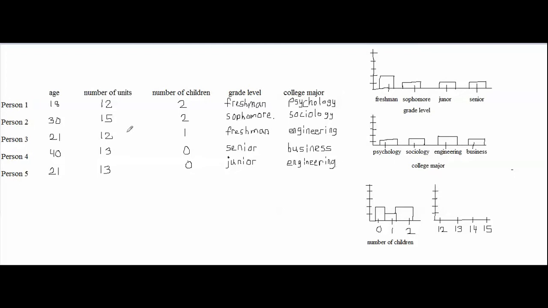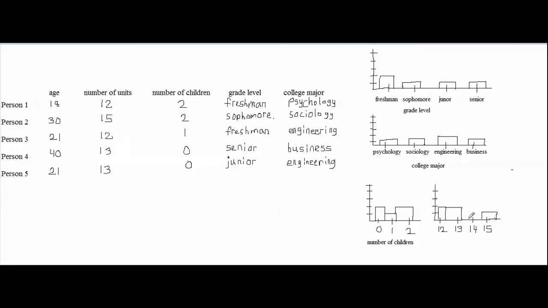What's the frequency of 12? 12 appears twice, so it has a frequency of 2. We'll go up to 2 right there. 13 shows up twice, so it has a frequency of 2. What about 14? 14 doesn't appear at all, so it has a frequency of 0, so we'll just leave this blank. What about 15? 15 appears once, so this will go up to the first tick mark. Whenever you have a value like this that has a frequency of 0, you just leave it blank.